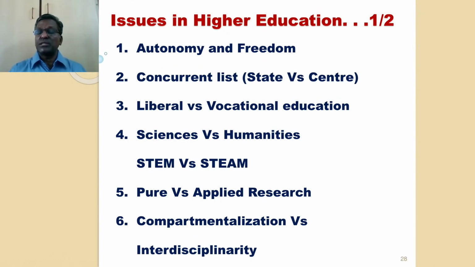Earlier, vocational education was offered by polytechnic institutions, but today even universities are offering vocational education. So how do universities balance between research on the one hand and vocational education on the other? So this is a major issue that is debated in the corridors of colleges and universities, particularly universities, and I want you to think about it.